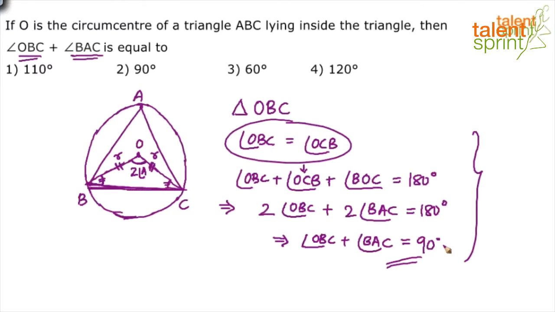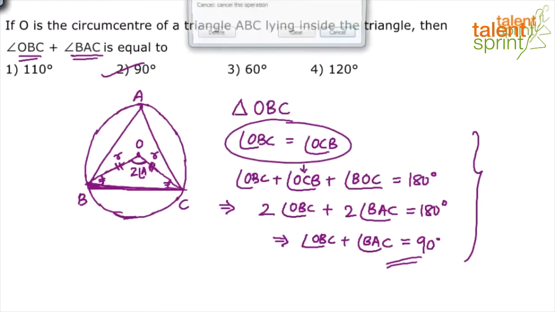He's asking us to find the sum of angle OBC, this angle, plus angle BAC. If you can remember, you can answer these questions directly from next time onwards, right? It will always be 90 degrees. For example, angle OCB plus angle CAB will be 90 degrees, right? Or for that matter, angle OAC plus angle ABC will be 90 degrees. All right. So 90 degrees, option 2 is the answer.